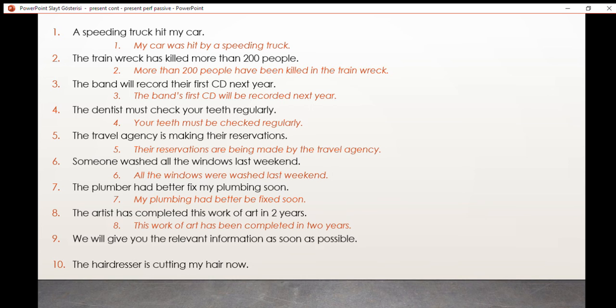Number 9. We'll give you the relevant information as soon as possible. The relevant information will be given to you as soon as possible, or you'll be given the relevant information as soon as possible, or ASAP. I wrote ASAP because I didn't have enough space to add as soon as possible there.